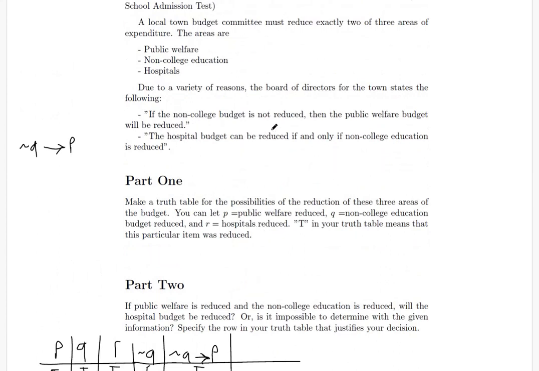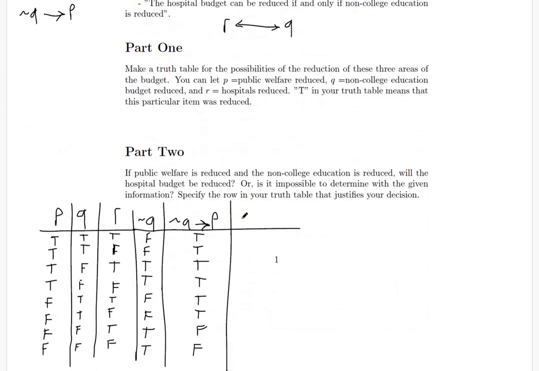Non-college budget is not reduced, and the public welfare budget will be reduced. And then this one says the hospital budget can be reduced if and only if. So hospital budget reduced, let's stop right there and put the symbol, that's R. The words if and only if mean that both of them have to be the same as one another. So the hospital budget can be reduced if and only if non-college education is reduced. So that's Q. We need to fill out that part of the truth table.